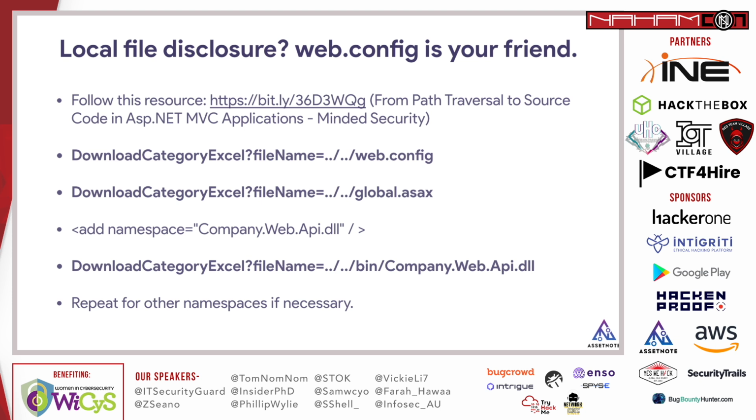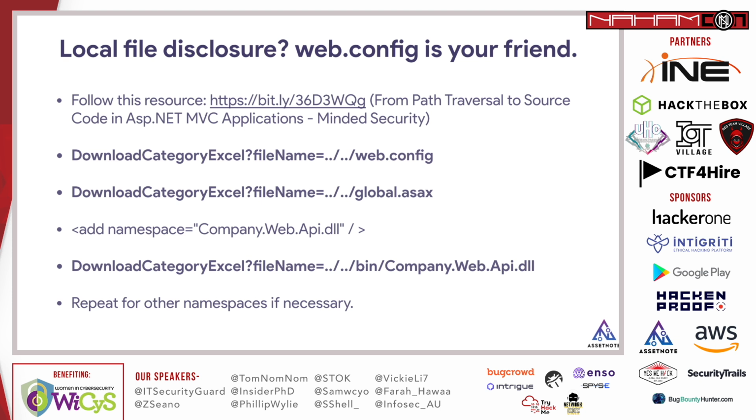To give you a TLDR, you grab the web.config file and you grab the global.asax file, and inside them you'll see references to DLL files. For example, you can see here add namespace company.web.api.dll. Now this is really important. You need to get this DLL file name, and then you can download it from the bin folder. So you can use the same local file disclosure vulnerability to download the DLL file from the ASP.NET MVC application.